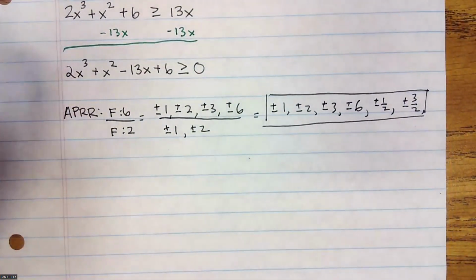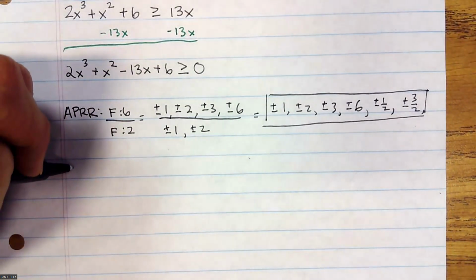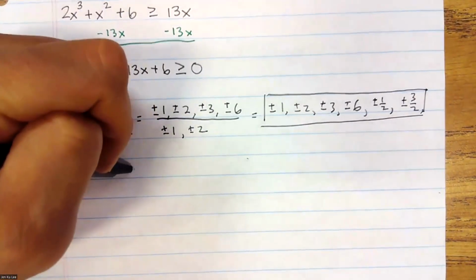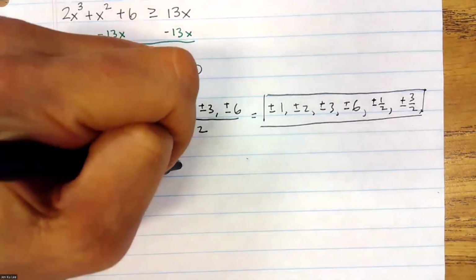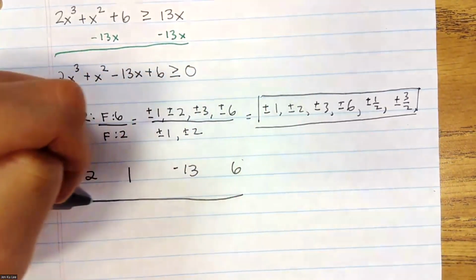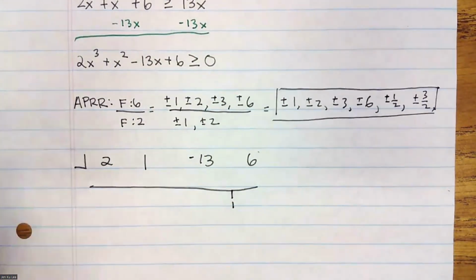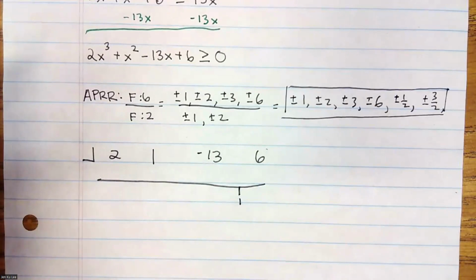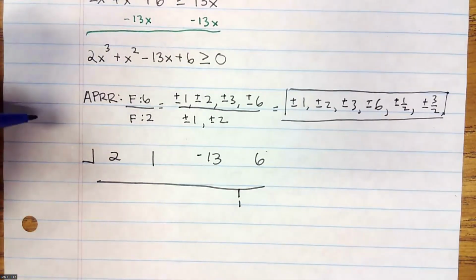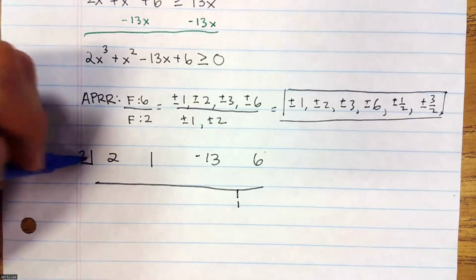Okay? Using those numbers, I'm going to use synthetic division to fish for a root. So 2, 1, negative 13, and positive 6. And here, this 13 kind of is misplaced, so I'm not going to use 1. I'm not going to test out positive or negative 1. I'm going to test out 2.